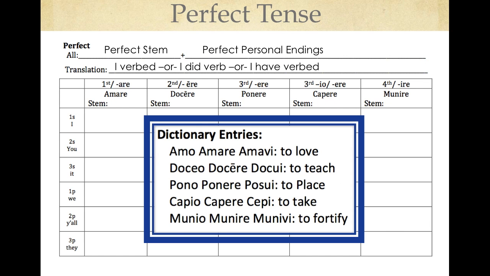All right, so I need my dictionary entries to find my stems, because I need the third principal part. So amav is my first one, docu is my second, pousu is my third, cep is my third IO, and muniv is my fourth. They all follow the exact same rules. You drop the I of the third principal part for every single verb in Latin.